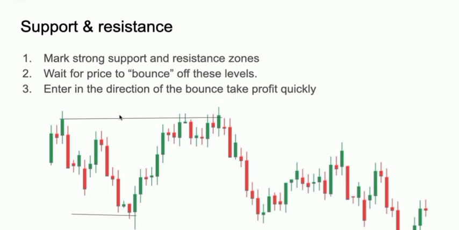As a trader, what you will do is mark your strong support and resistance zones. So this is a resistance zone, and you mark it as a zone, not just a line like I did here. So you put a box here, and then you wait for the market to tap on it. The moment the market taps on it, you enter, and your stop loss will be.